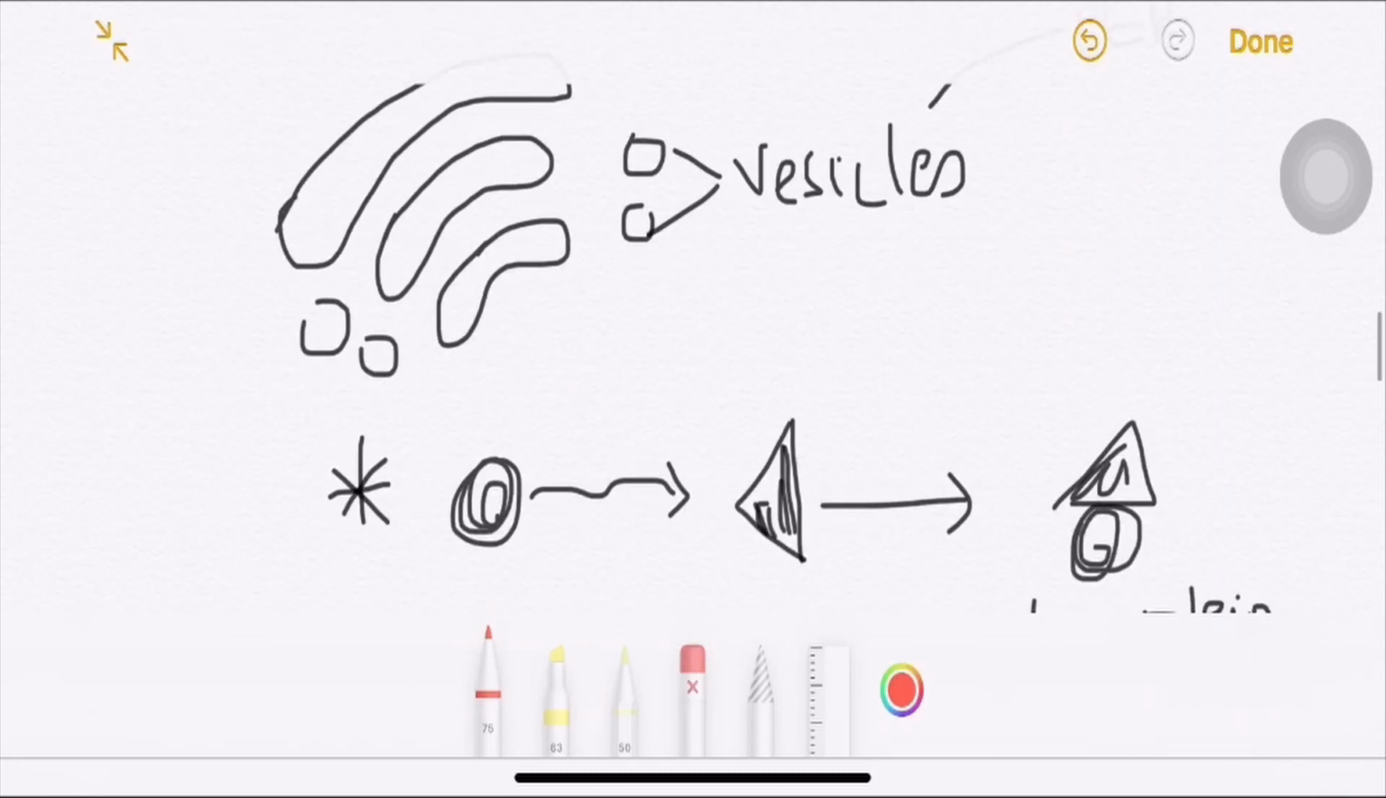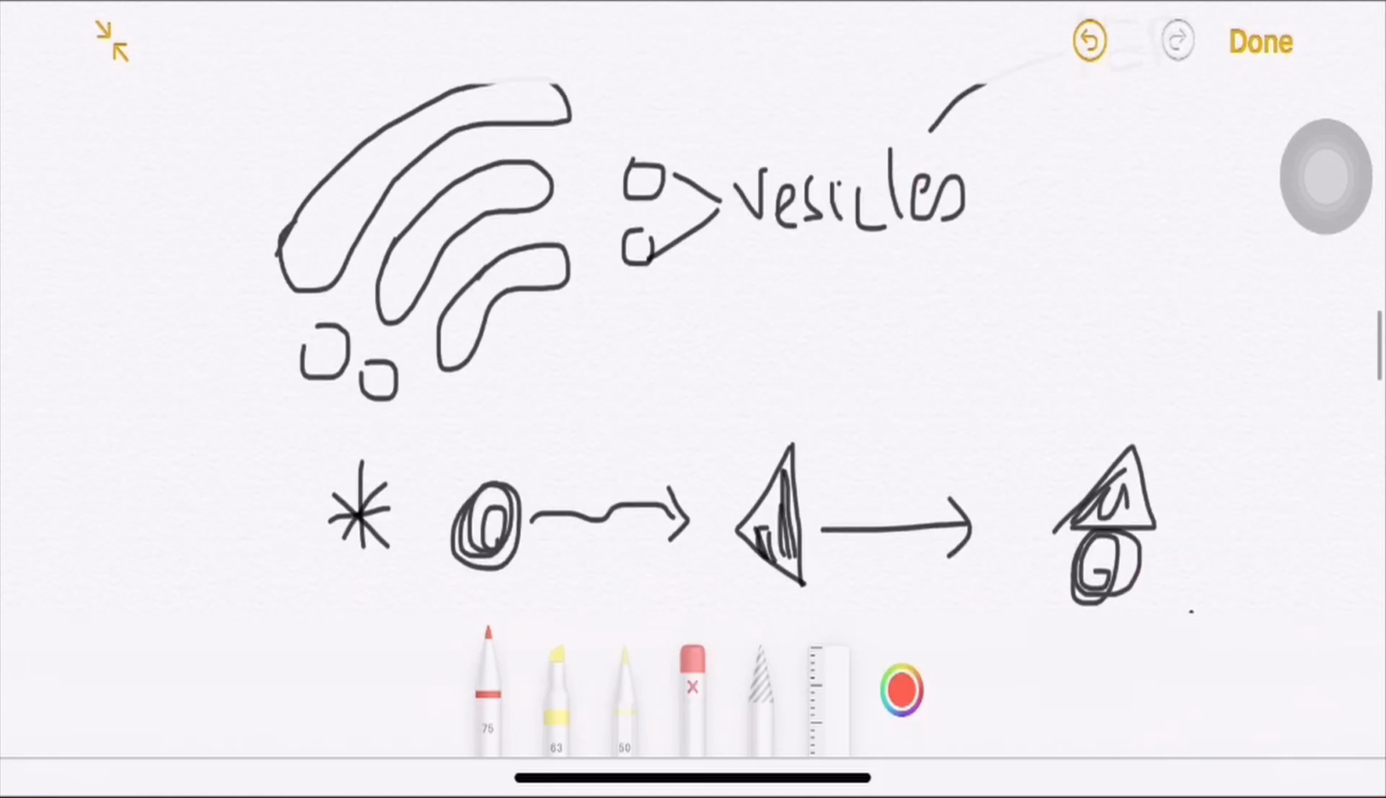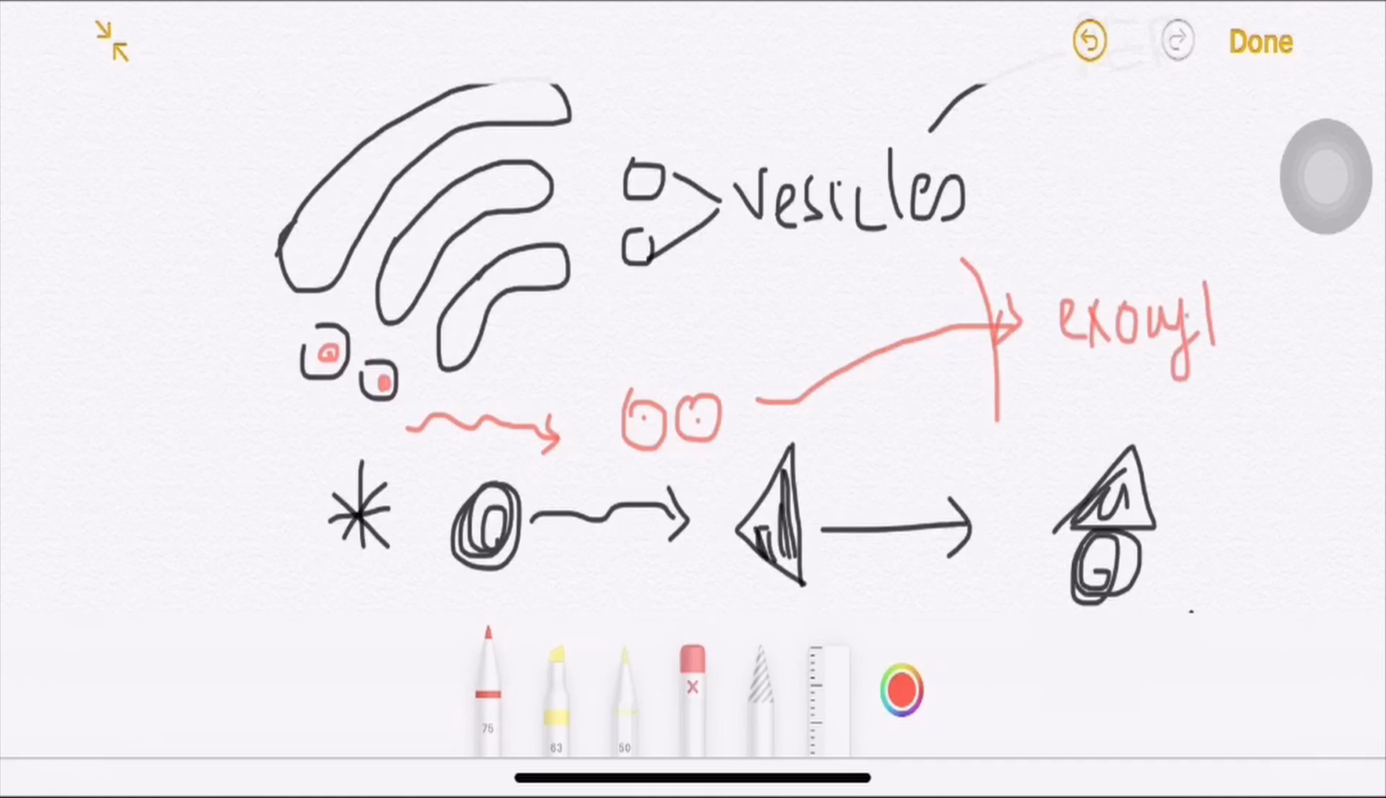So what happens once these modifications are finished? These modified lipoproteins or glycoproteins are going to be packed into secretory vesicles. These secretory vesicles then move towards the cell membrane and are sent out of the cell by a process known as exocytosis. Exocytosis is a process by which substances are sent out of the cell. So these proteins are sent to the place where they are necessary.